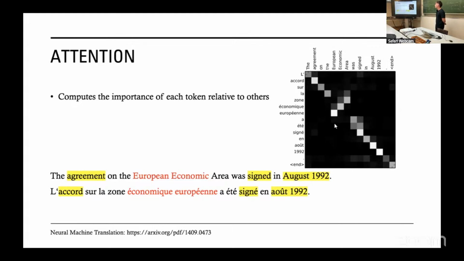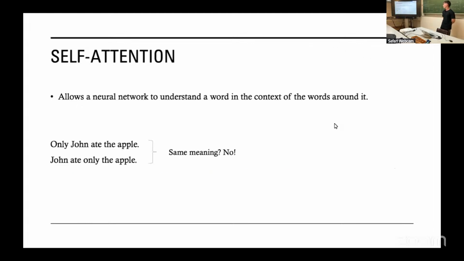And what is also really important is that, for example, in language translation, we have in the first sentence "European economic," and in the second sentence, we have "économique européenne." So we can't have a one-to-one translation because, for example, in French, we have to swap these two words. So the attention layer also allows a neural network to derive the context of a word inside a sentence. Example: "Only John ate the apple" and "John ate only the apple." Those two sentences do not have the same meaning.